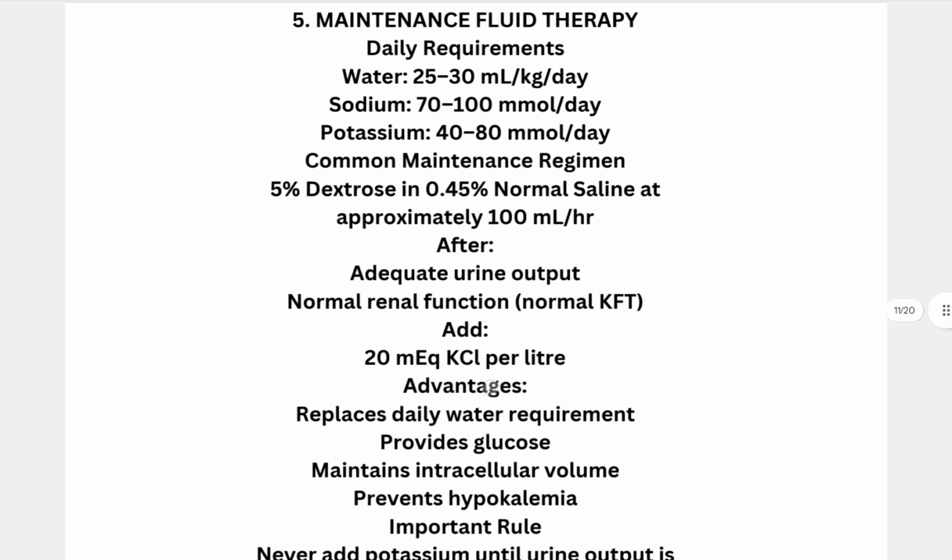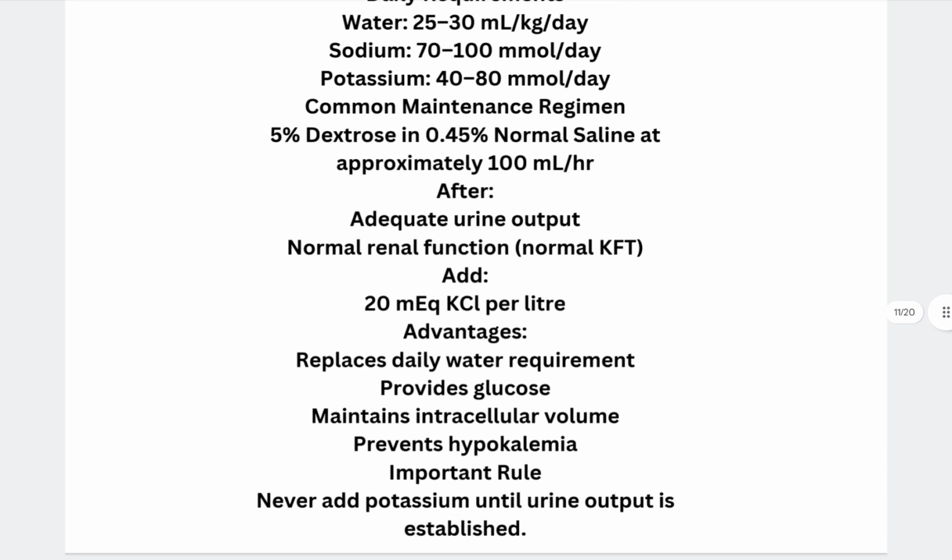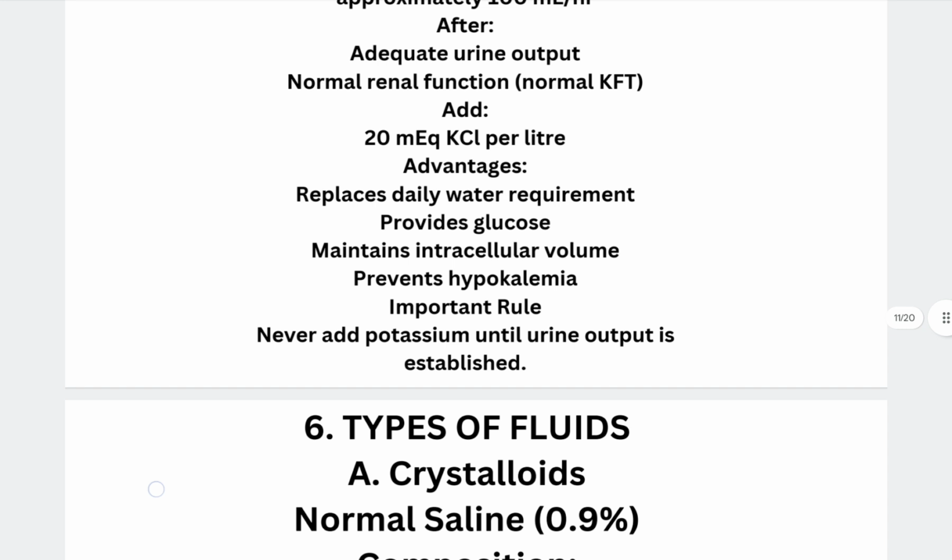Basically, until there is normal renal function and normal urine output, you should not infuse the patient with potassium-containing electrolytes, because in a patient with acute or chronic kidney injury, it leads to hyperkalemia. Whatever replaces the daily water requirement, provide the glucose, because maintaining glucose level is also important. Maintain intravascular volume, and also watch the potassium level of the patient. Important rule: never add potassium until urine output is adequately established.